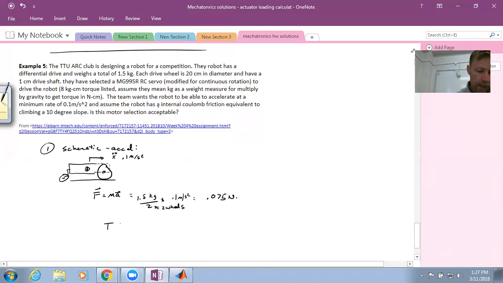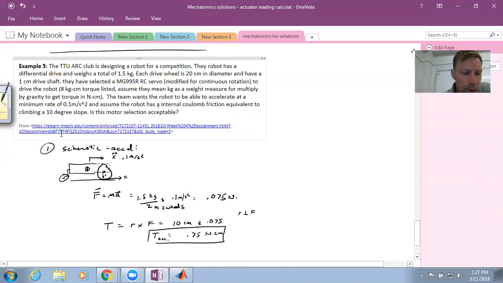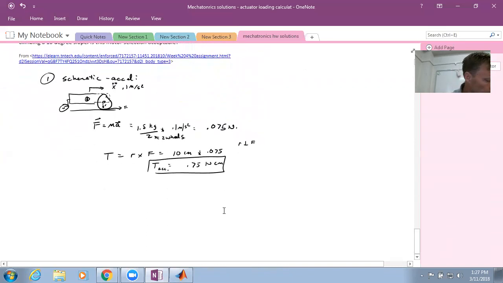All right, and then we had our equation relating torque to force, so torque is R cross F. Our R will be 10 centimeters times F, which is 0.075, because R is perpendicular to F. In this case, my R is here, my F is here. So that gives me 0.75 newton centimeters. So that's my torque to accelerate: 0.75 newton centimeters. Let's see, how much do I have? I've got 8 times 9.81, so it's about 78 newton centimeters of torque. So, so far, I'm good.